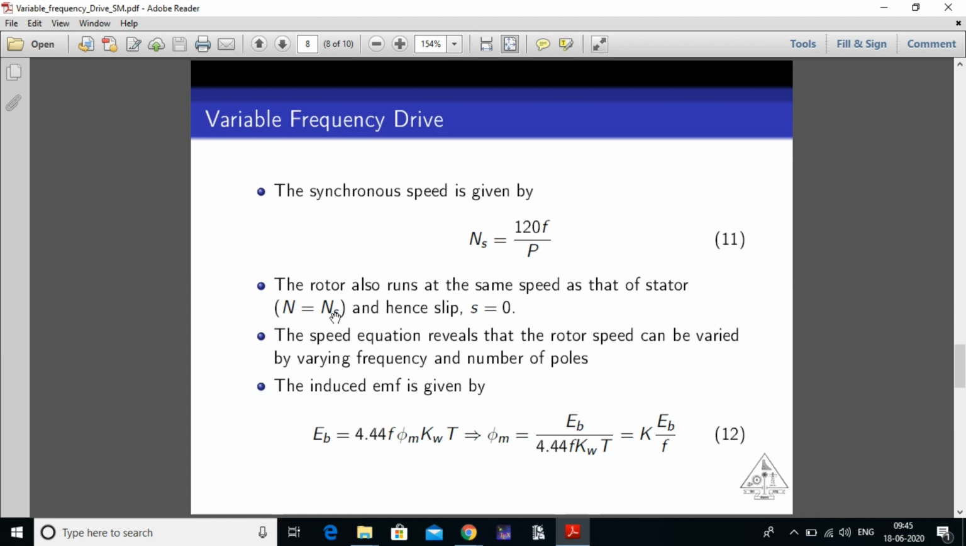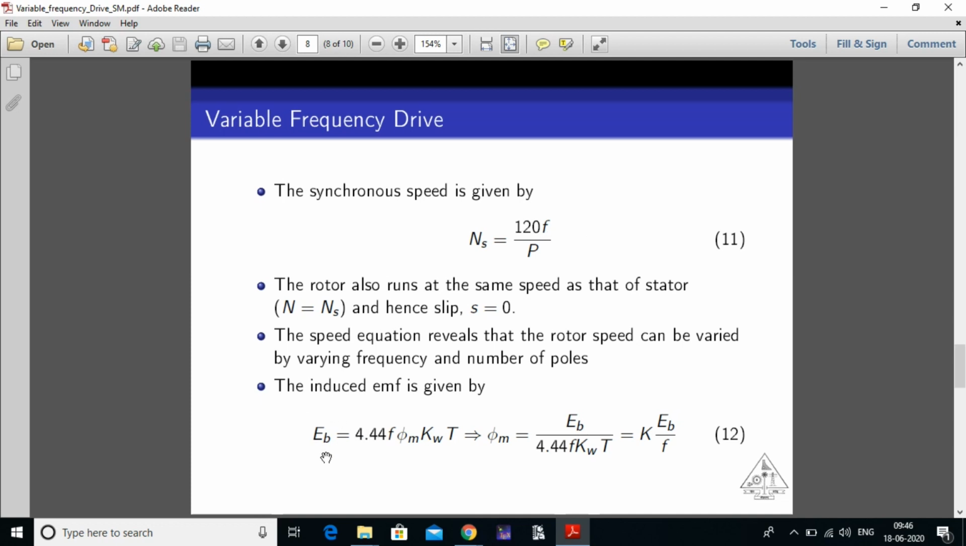Therefore, in order to control the speed, the only option is to think about how we can control ns. And ns is given by this equation, ns is equal to 120 f by p. Therefore, from equation 11, it is clear that ns and so n can be controlled by controlling frequency and number of poles. Frequency we can vary, but varying the number of poles is very difficult once the machine is constructed. Therefore, we will focus on how we can control the speed using frequency.